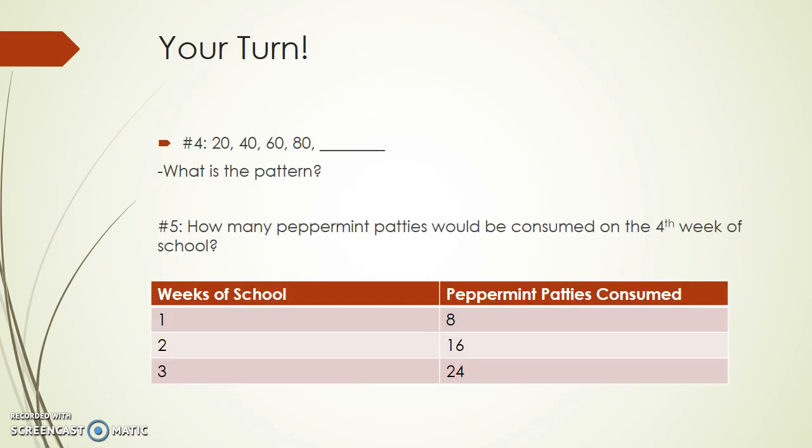Here you go. Here are your last two questions for your turn. Number 4, 20, 40, 60, 80. Fill in the next number and tell me what the pattern is. Number 5, based off of this table, how many peppermint patties would be consumed on the 4th week of school? So in 1 week, I ate 8 peppermint patties. In 2 weeks, 16. 3 weeks, 24. If I had 4 weeks, how many peppermint patties would have been consumed?